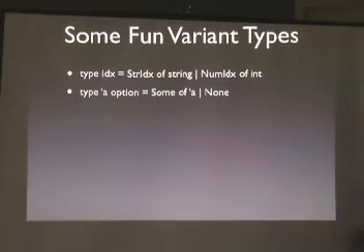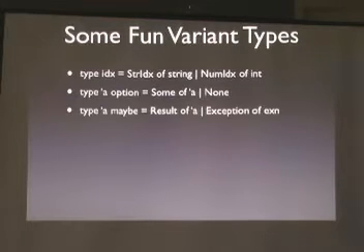Take your pick. The important part about using this is that the type system will actually force you to handle the none case. It will force you to handle it pretty quickly, in fact, which means that you don't get null pointer exceptions ever again. And this is something that I wish other languages would come to appreciate. Here's a maybe type, which gives you a result or an exception.